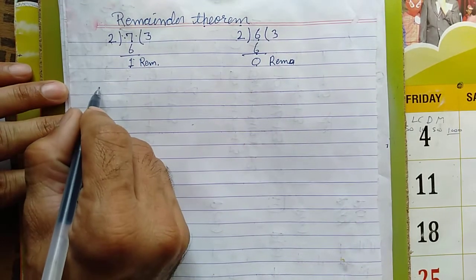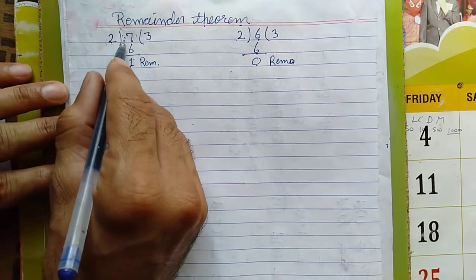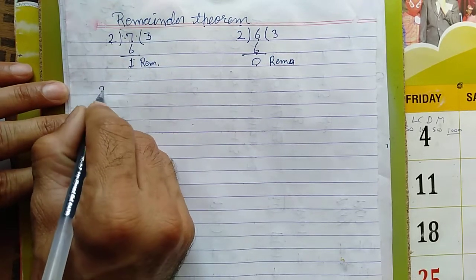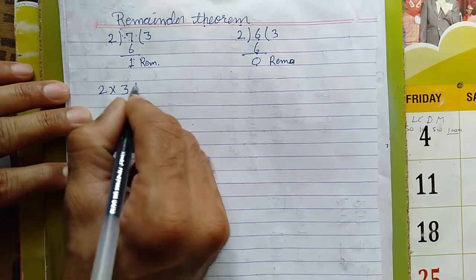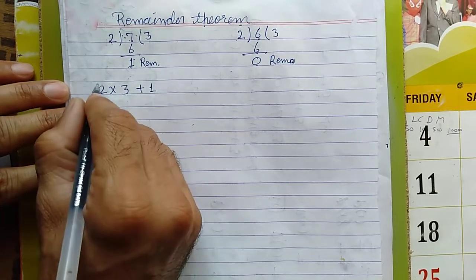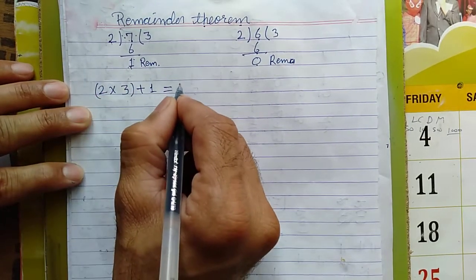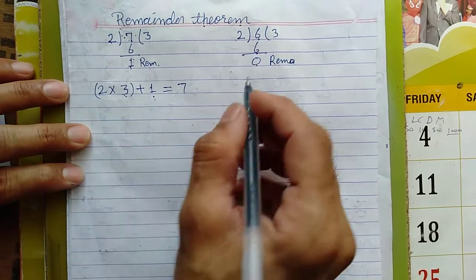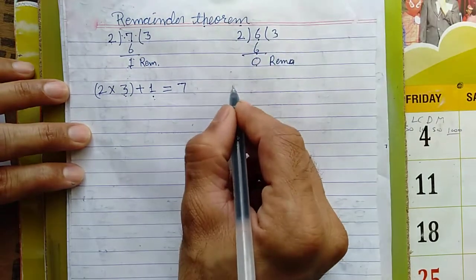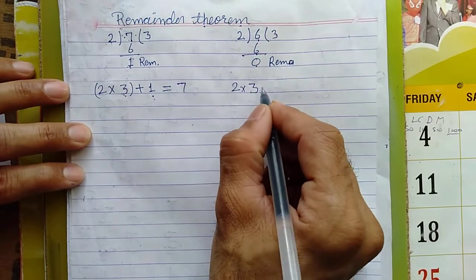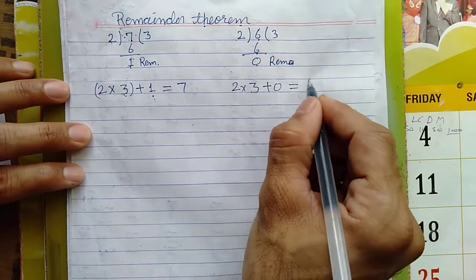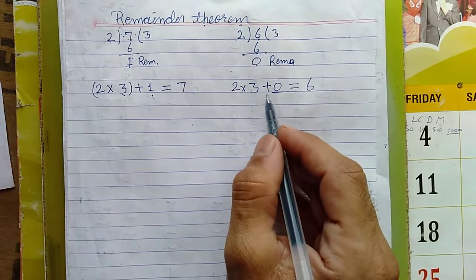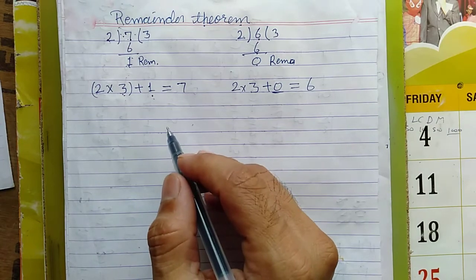Can we write here, 7 will be equal to 2 multiplied by 3 plus 1? 2 multiplied by 3 plus 1, this 1 is the remainder, is equal to 7. 2 threes are 6, and 6 plus 1 equals 7. Similarly here also, 2 multiplied by 3 plus 0 is equal to 6. Here the remainder is 0. Right? Similarly, in algebra also we will learn.